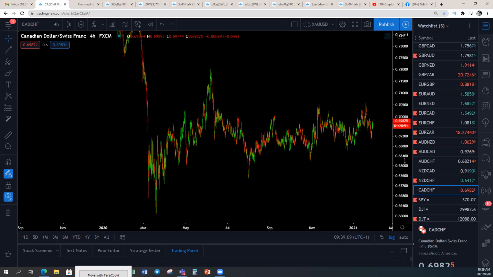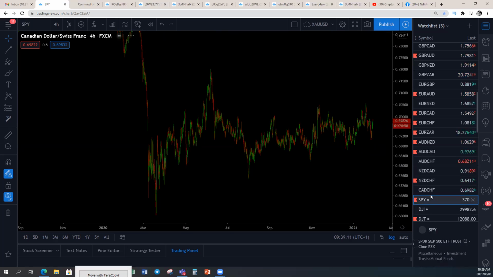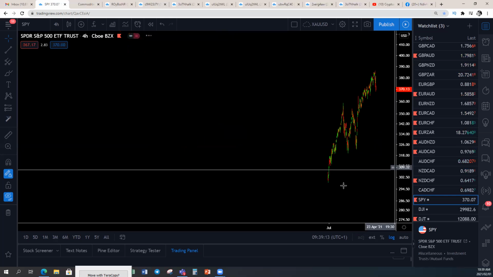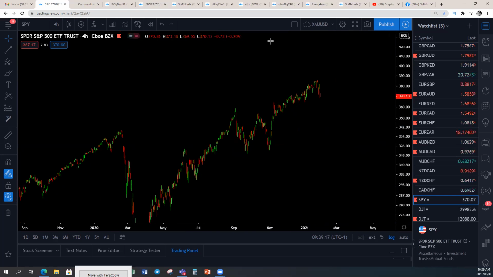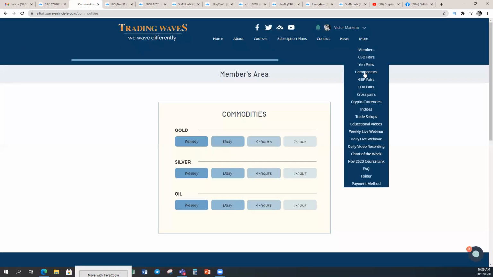Let's look at the indices. Right, so the indices, we may be getting pullbacks here. So this structure may be just the wave one way to complete the facts. Let's just have a look at the structures here. Let's go to the indices and look at the charts.